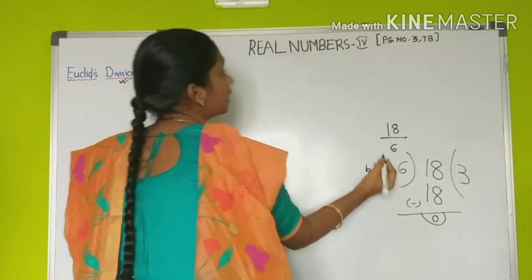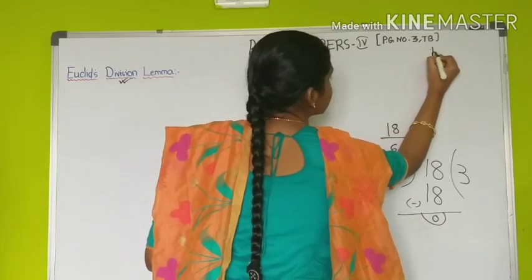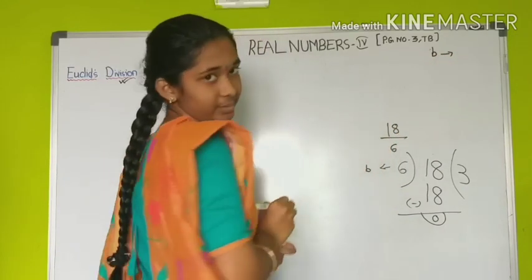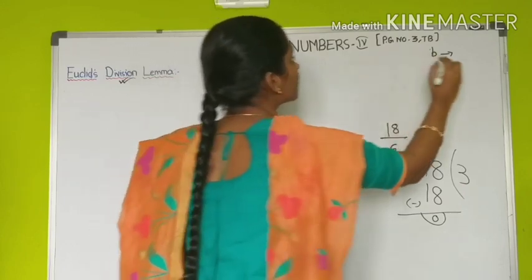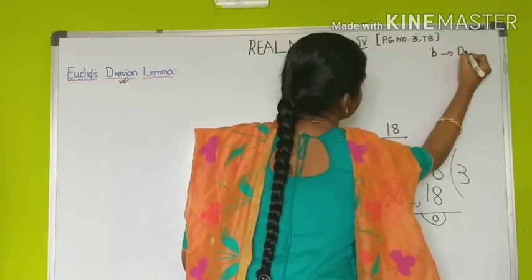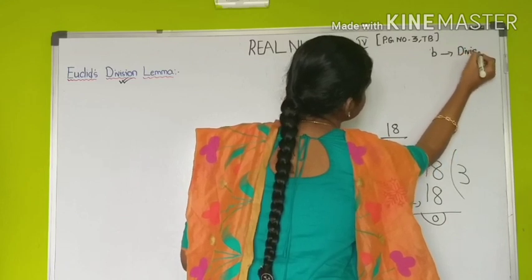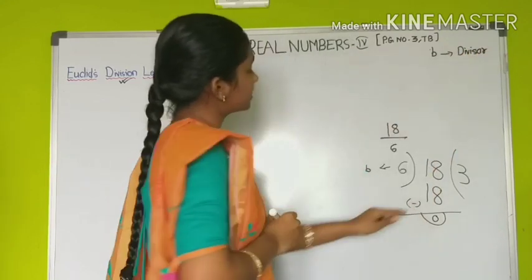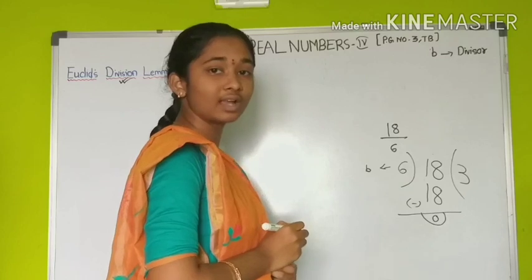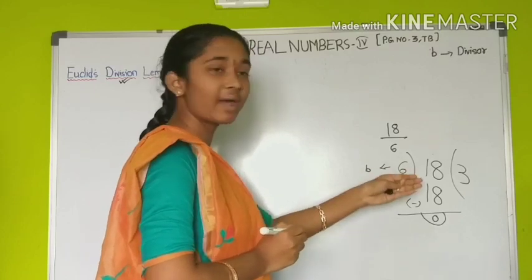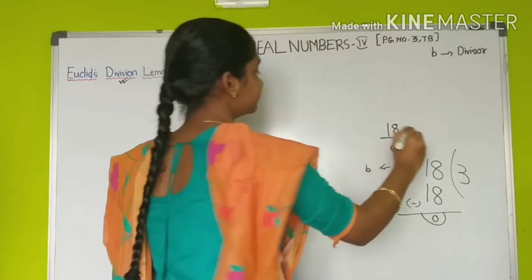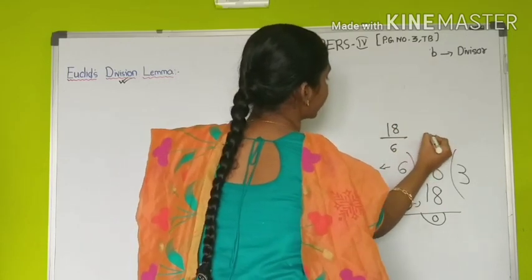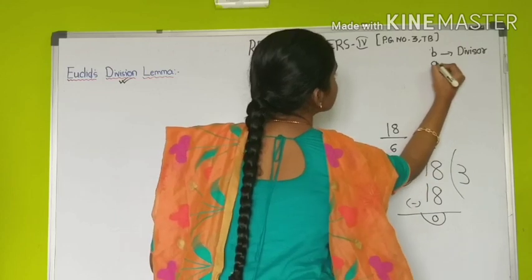b means divisor. These are very important and we need to remember them for clearly understanding Euclid's division lemma. So please note, b means divisor. And what is 18 in this division called? It is called the dividend, as it is being divided by the 6. It is denoted by a. a means dividend.